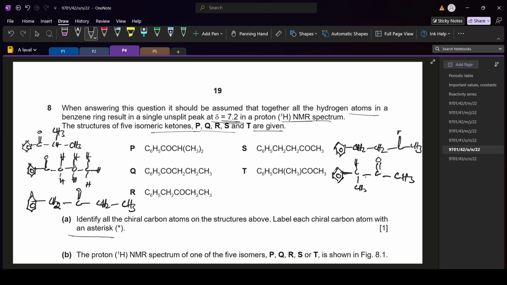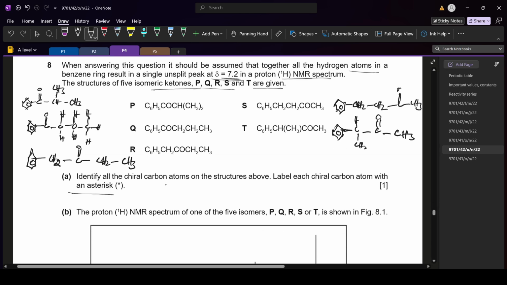So these are your structures of P, Q, R, S, and T. Identify all the chiral carbons. So you have to find all the chiral carbons. These carbons. Okay, so let's find out the chiral carbons.